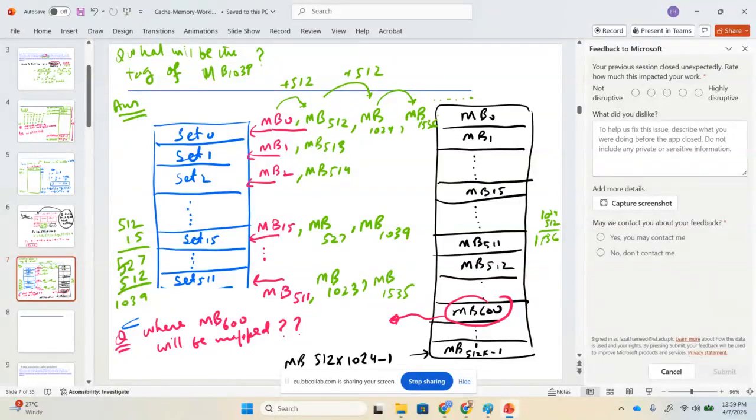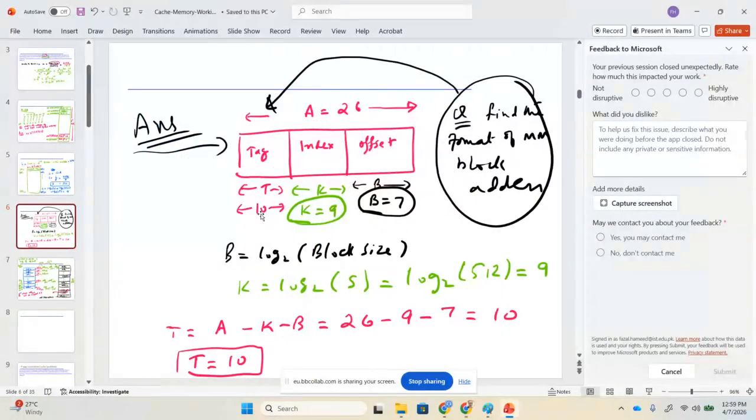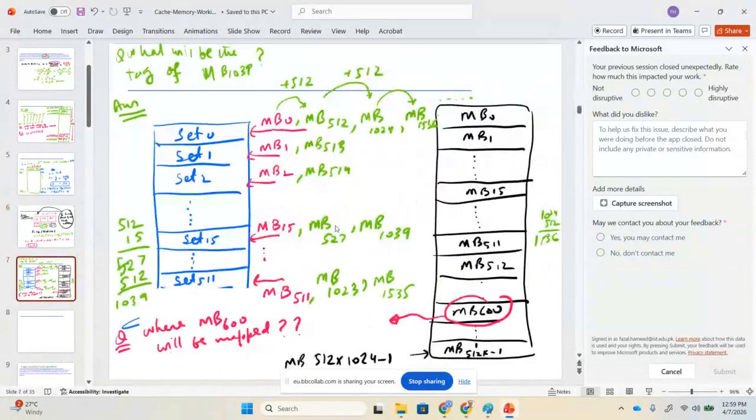Looking at the figure, how many bits are required for the tag? Please look here. How many bits will be required for the tag? 10 bits. So what will be the tag for MB 15? Can you see here? Now please look here. Now I'm going to do it another way.